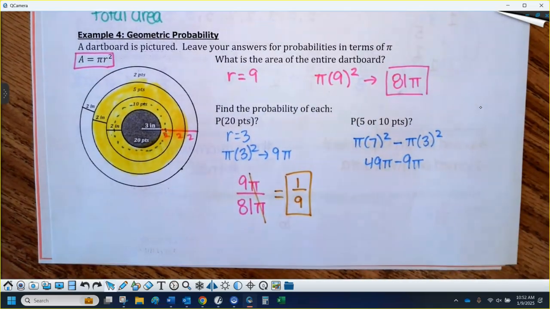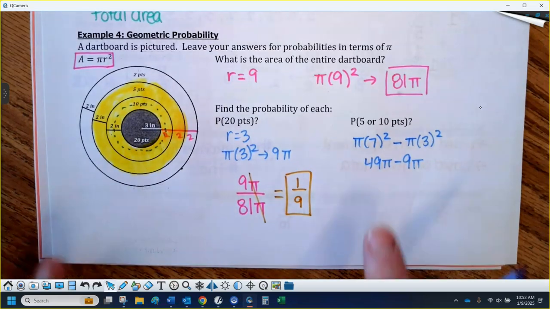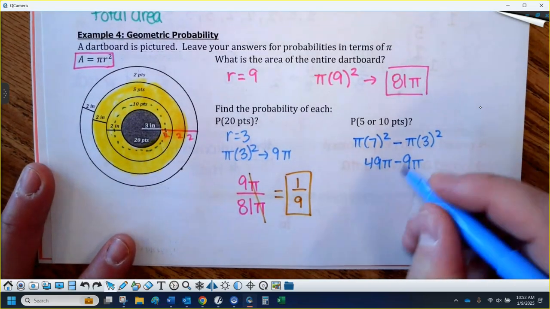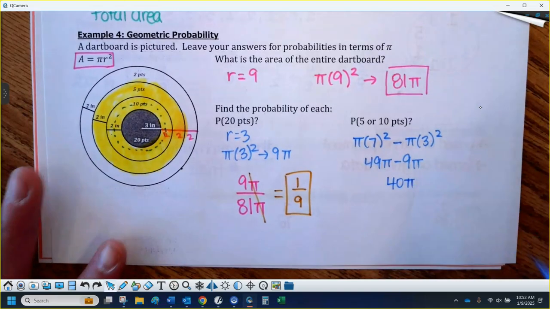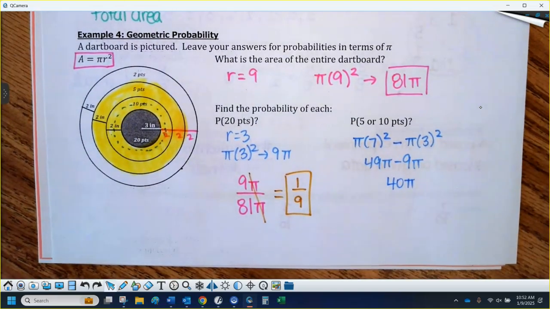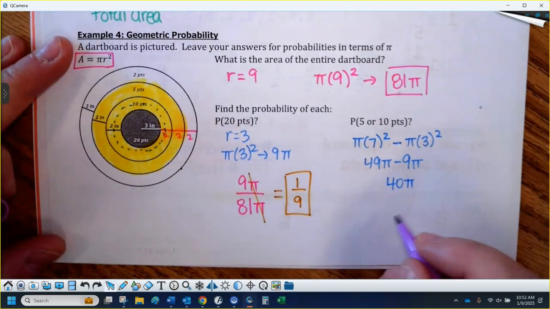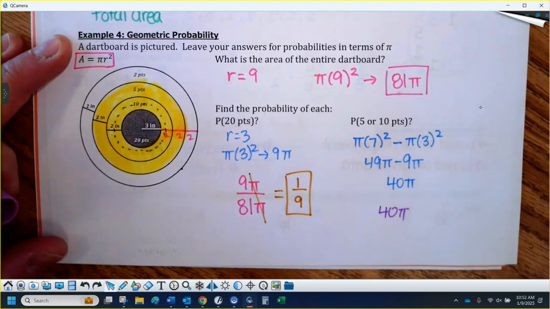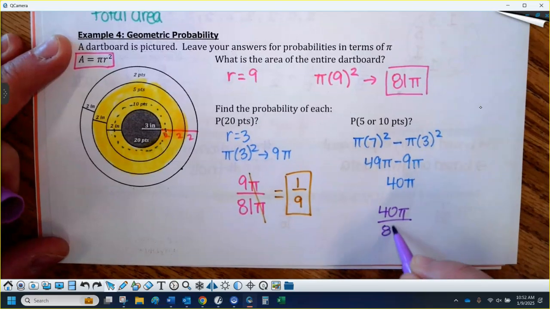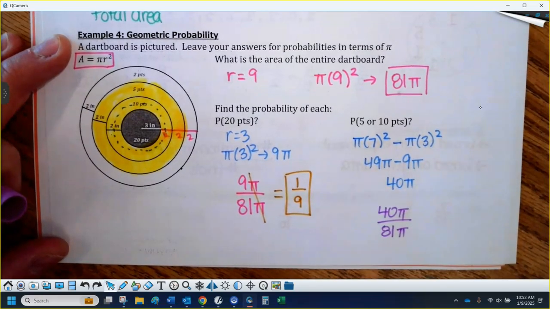And so, again, that's why I'm having you leave it in terms of pi. It makes it easier to work with. You just do 49 minus 9. So this is 40 pi. That would be the area of just that yellow part that I colored there. And then all we have to do for our probability, the area of what we want is 40 pi over the entire area of the dartboard, the 81 pi.